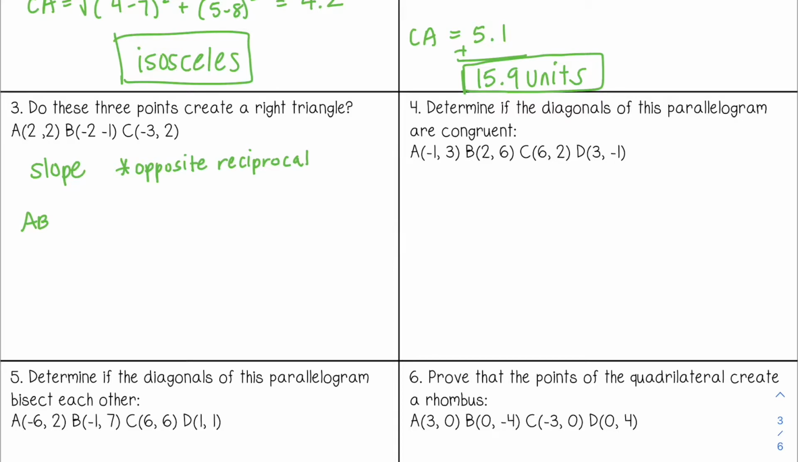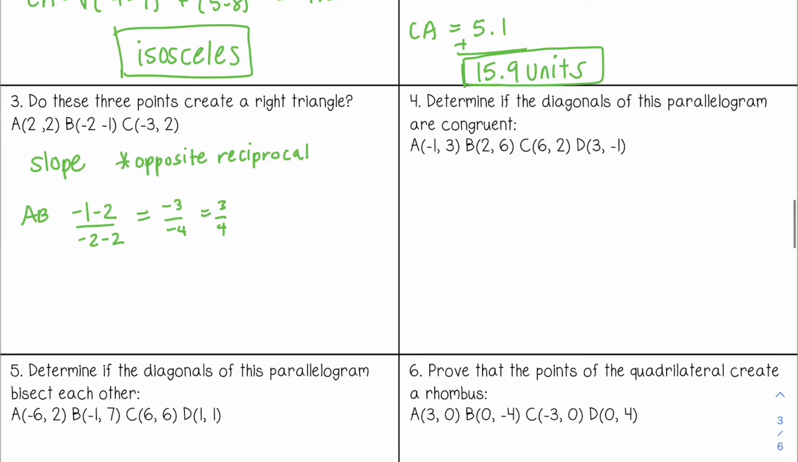I'm going to start with AB. Remember, slope is y sub 2 minus y sub 1 over x sub 2 minus x sub 1. All right, so that's negative 3 over negative 4, which is 3/4. And I'm going to do the same thing for BC. So 2 minus negative 1 over negative 3 minus negative 2. Lots of negatives here. So that's 3 over negative 1, so that would be negative 3.